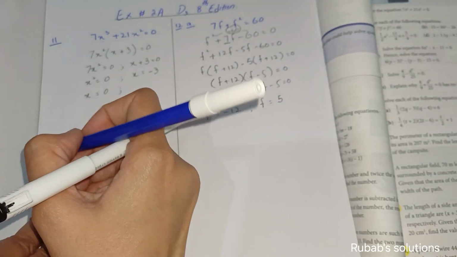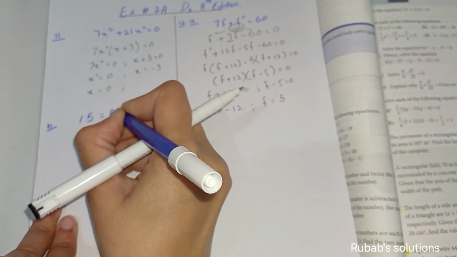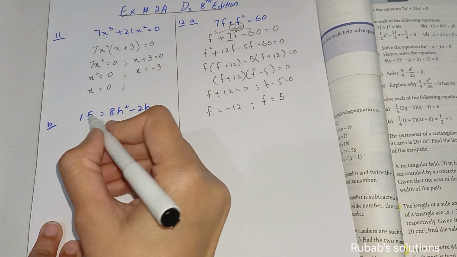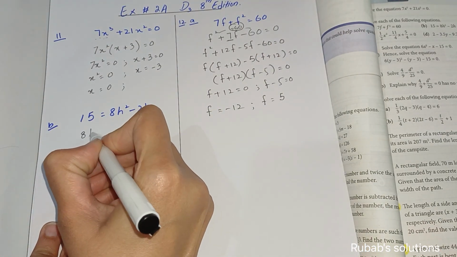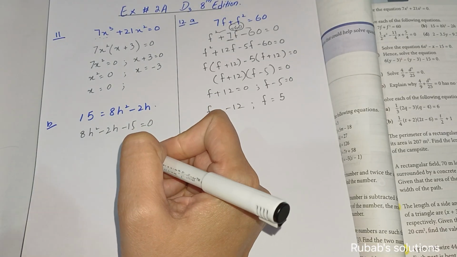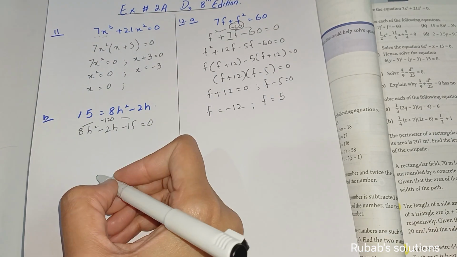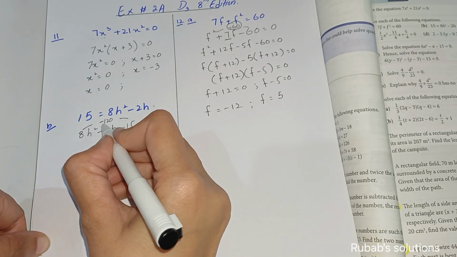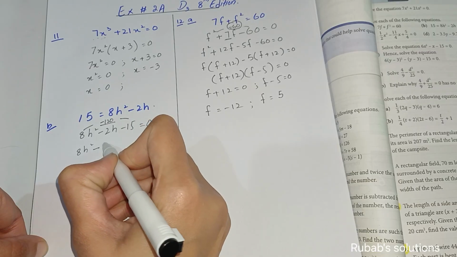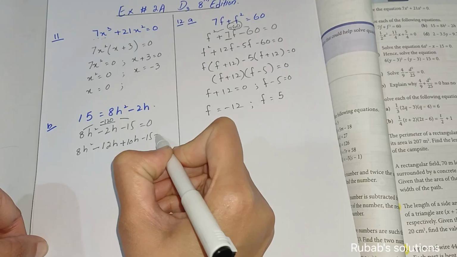Next question is part B, and part B is saying that 15 is equal to 8h square minus 2h. Okay, I will move this 15 on this side, so it will become 8h square minus 2h minus 15 is equal to 0. Now I have to multiply 8 and 15 to get the answer, and the answer is minus 120. That means I have to do subtraction, and I know that 8h square minus 12h, because 12 tens are 120, and 10h minus 15 is equal to 0.